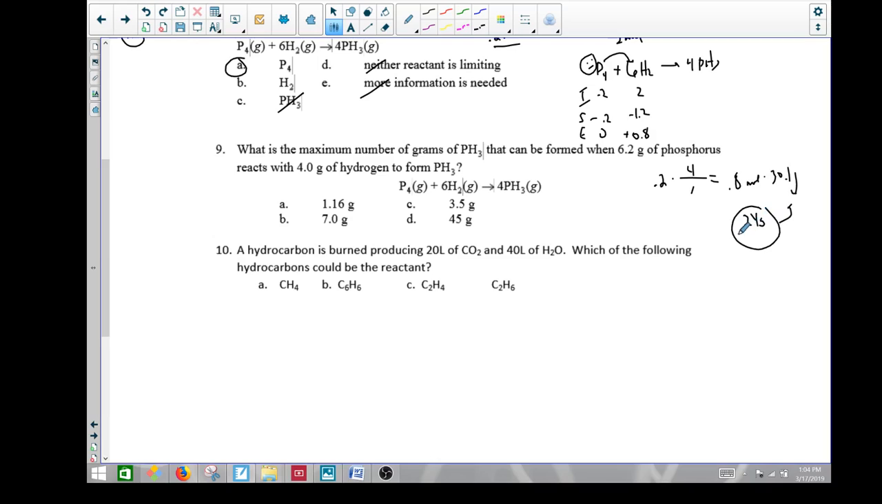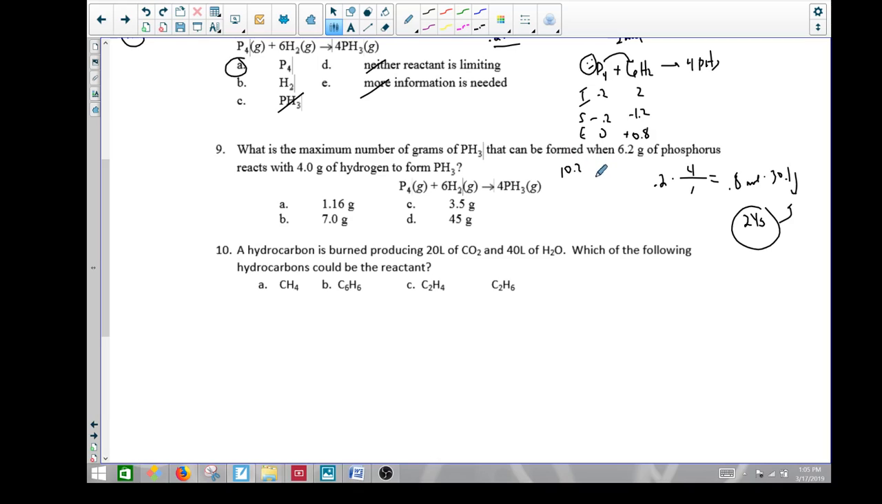What is the maximum number of grams of PH3 that can be formed when 6.2 grams of phosphorus reacts with 0.4 grams of hydrogen gas? Now, I got 24 here, and I'm pretty sure I made a mistake because I don't even have 24 grams of stuff. Important. So think in mind, I only have 6.2 and 4, so I only have 10.2 grams of stuff.